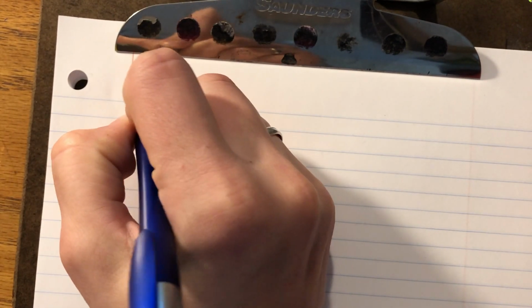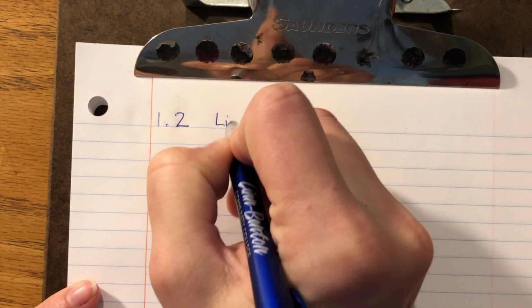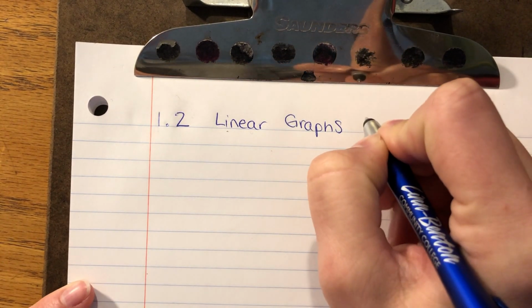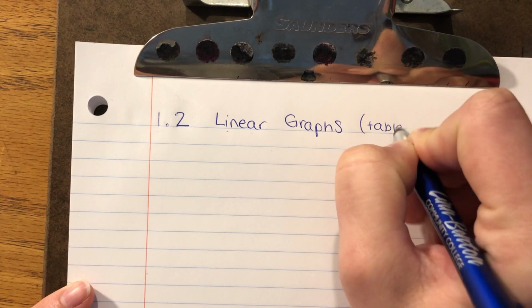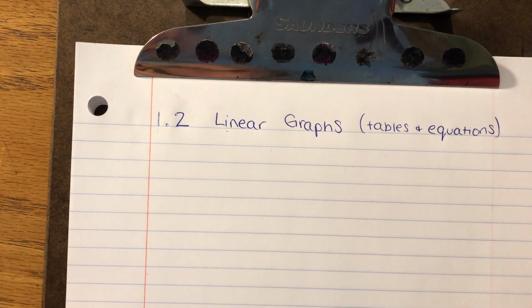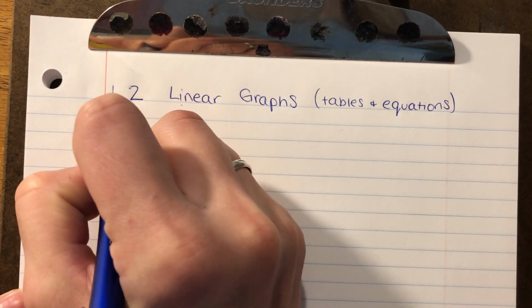Okay, so this is 1.2 linear graphs, and then in parentheses, tables and equations. I put that part of the title in parentheses because it's not the main part of this lesson. Graphs are the main part of the lesson. So the first thing we need to do is write down a definition for a linear relationship. We've done a lot of talking about this in class, but we haven't actually written anything down. So that's the first thing I'm going to write down.